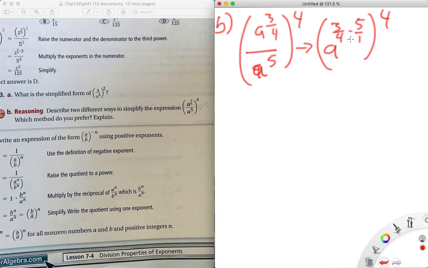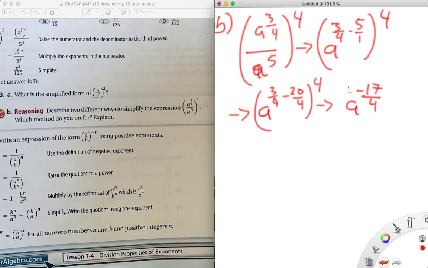Then I'm going to subtract this first. I multiply this top and bottom by 4, so this turns into a to the 3/4 minus 20 over 4, raised to the fourth power, which is a to the, so 3 minus 20 is negative 17, so negative 17 over 4. And I raise that to the fourth power.